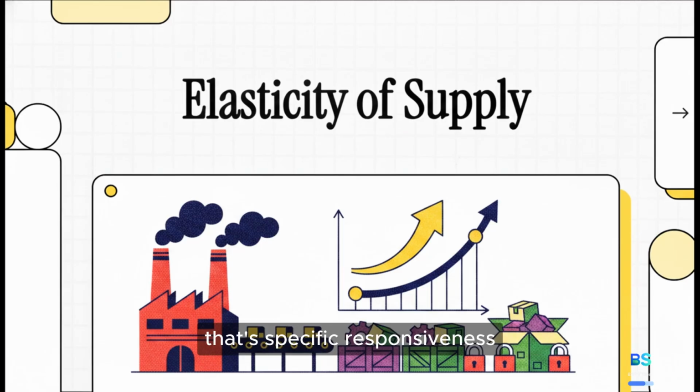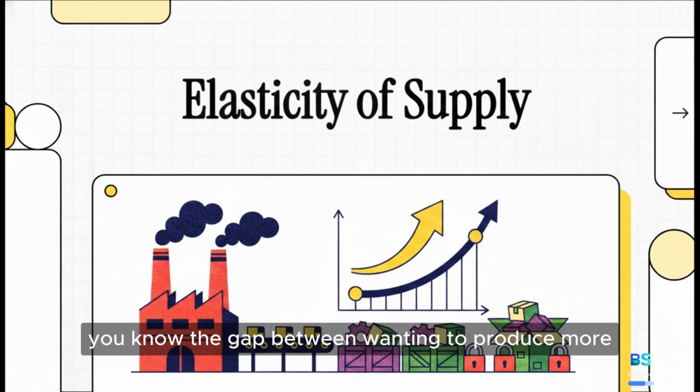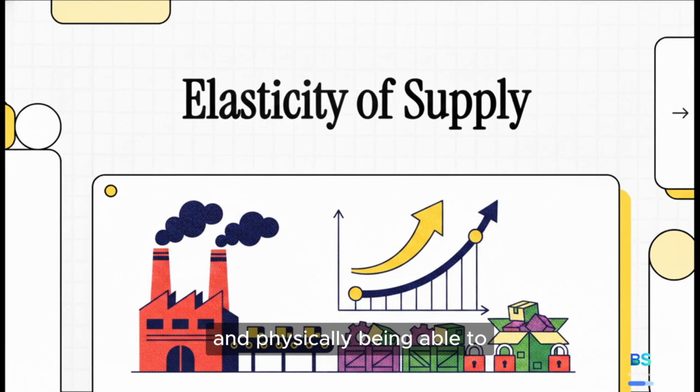That specific responsiveness, the gap between wanting to produce more and physically being able to, is the ultimate test of your market agility. Let's break down exactly how this works.